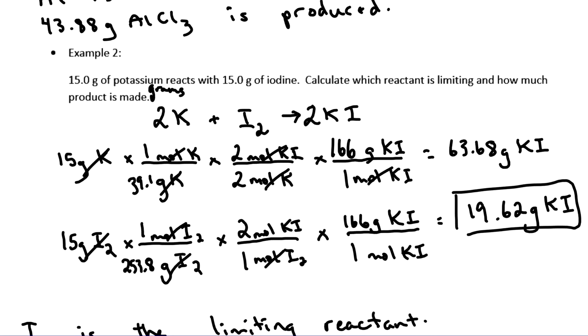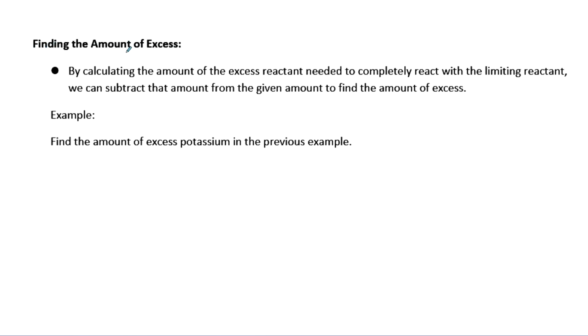Okay, today we are going to learn how to find the amount of excess reactant that's left at the end of a chemical reaction. We talked about the excess reactant yesterday a little bit when we were learning about the limiting reactant. Just as a quick recap, the limiting reactant is the reactant that runs out first, so it gets completely used up or completely reacted. Once it's completely reacted, the reaction stops.